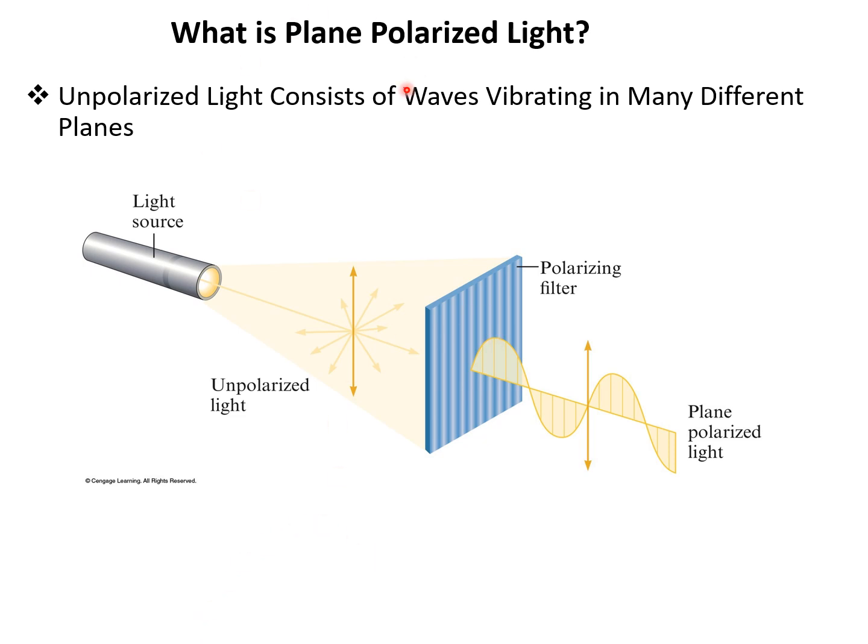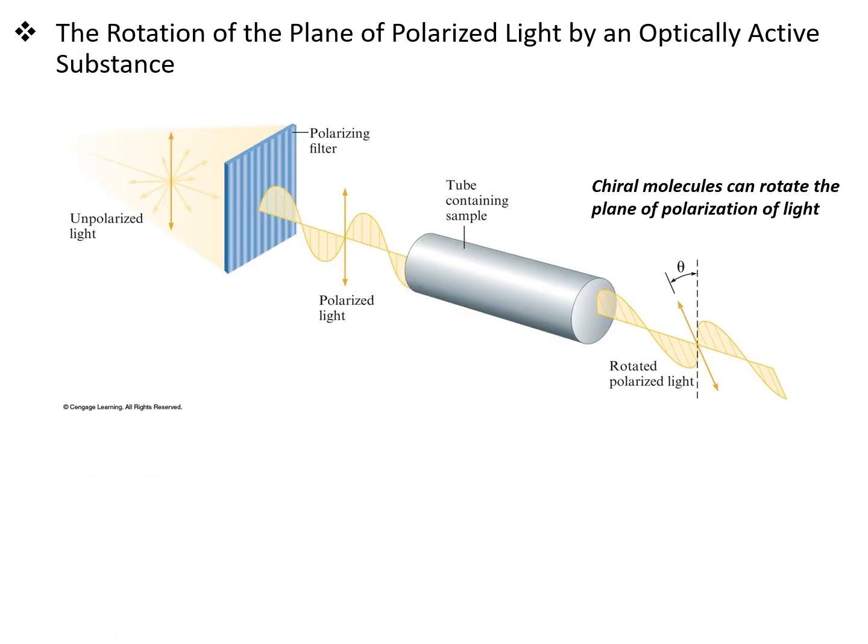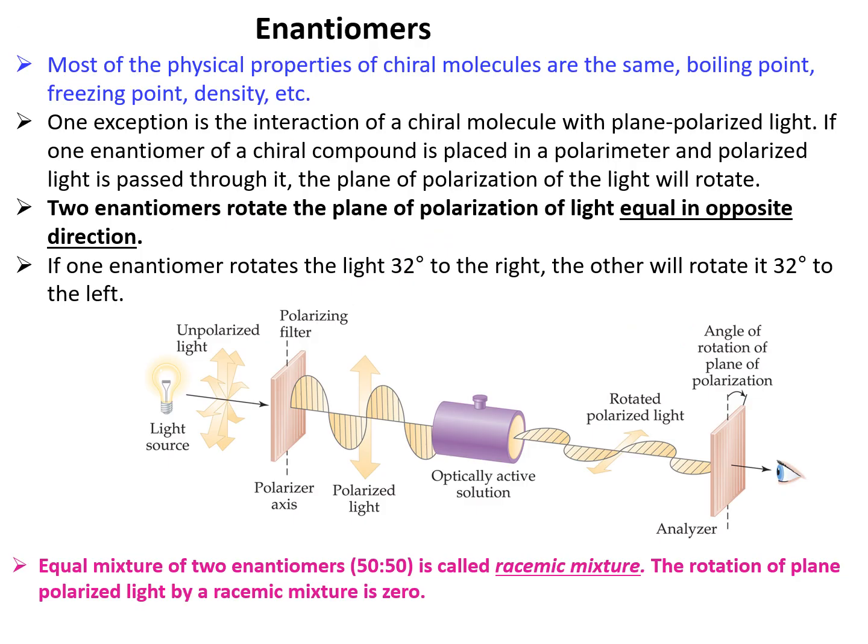Next, let us see what PPL is, that is plane polarized light. Ordinary light is reflected in all directions, that is called ordinary light. Whereas plane polarized means the deflection is with respect to any one plane, that is a single plane only. That is the difference between ordinary light and plane polarized light.